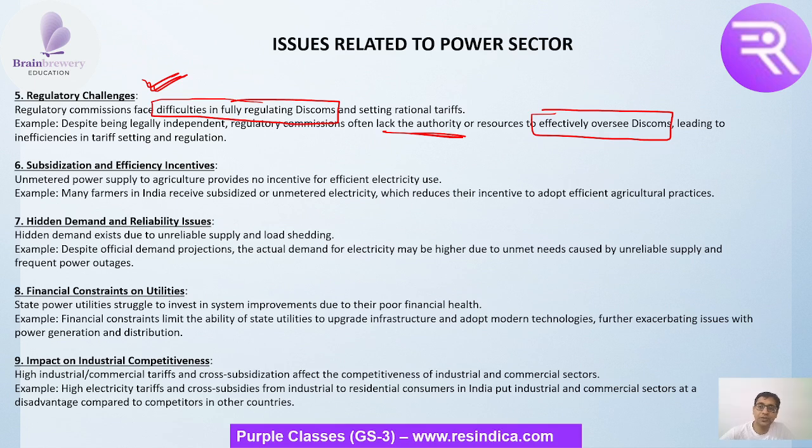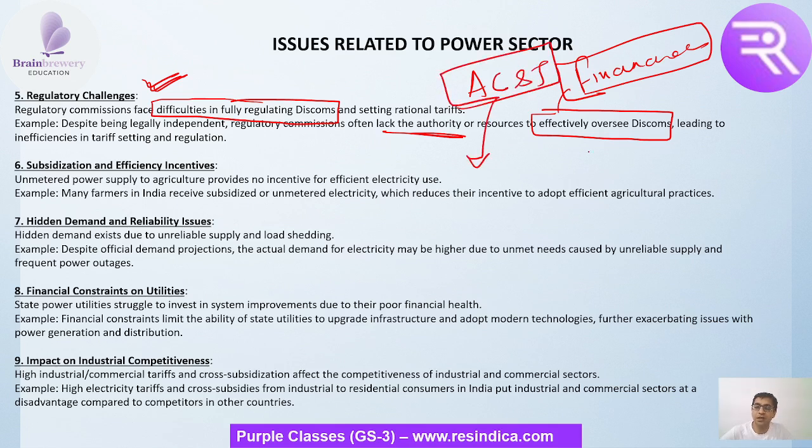Okay, and discoms are facing a lot of financial constraints because of the aggregate commercial and technical losses, and at the same time because of the theft charges and losses charges. Okay, then subsidization and effective incentivization.